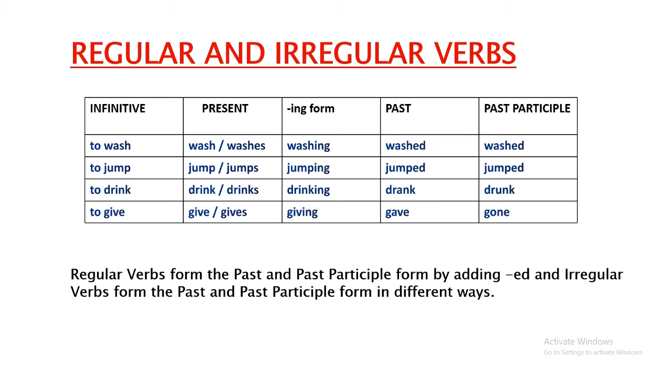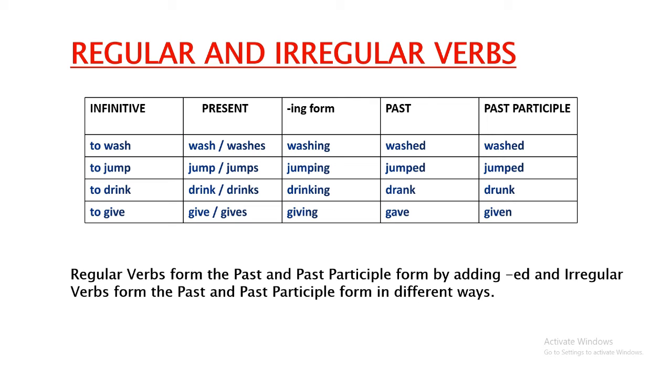To drink, present tense form, drink and drinks. Continuous form, drinking. Past tense form is drank. Past participle form is drunk. To give, present tense forms are give, gives. Ing form, giving. Past tense form, gave. Past participle form is given.